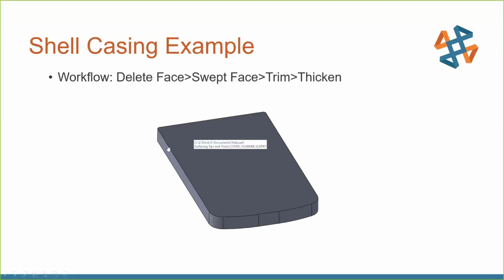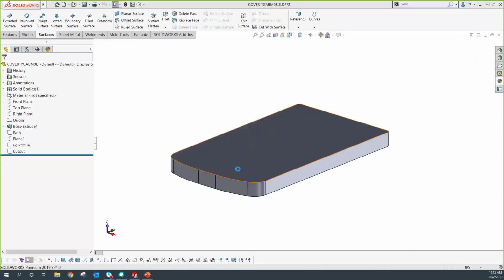Now we'll go into a shell casing example. For this, we're going to use our delete face to transfer from a solid to a surface geometry. We'll use the swept face to add a bit of a bevel. We'll trim up some of the surfaces we don't need, and then we will thicken the end result.